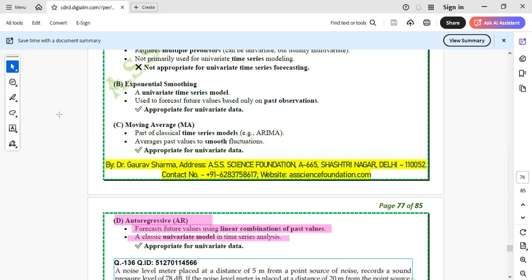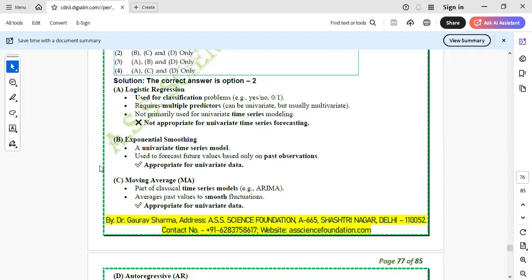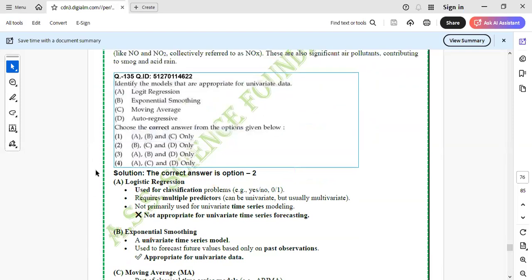So now we can see which ones are suitable for univariate. Only B, C and D are suitable for univariate data, right? The first one, logistic regression, is for multivariate data. The rest are suitable for univariate, so we can club them. B, C and D are good for univariate, so the correct answer will have B, C and D because we are looking for univariate data only.